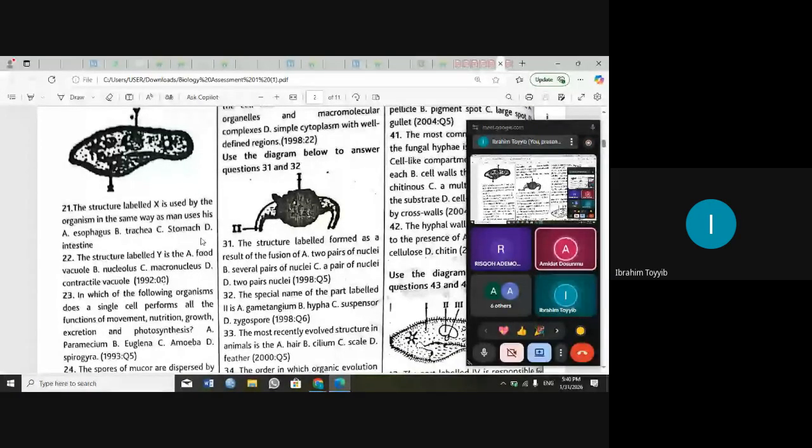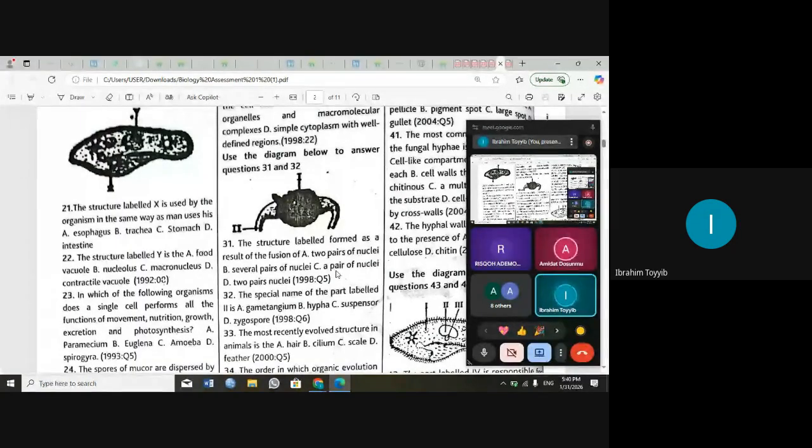So now look at this diagram. I'm going to use it to answer the question below. This diagram has to do with fungi. The structure labeled forms as a result of the fusion of: two pairs of nuclei, several pairs of nuclei, a pair of nuclei, two pairs of nuclei. Whenever you hear a pair, it means two. Two pairs means four.